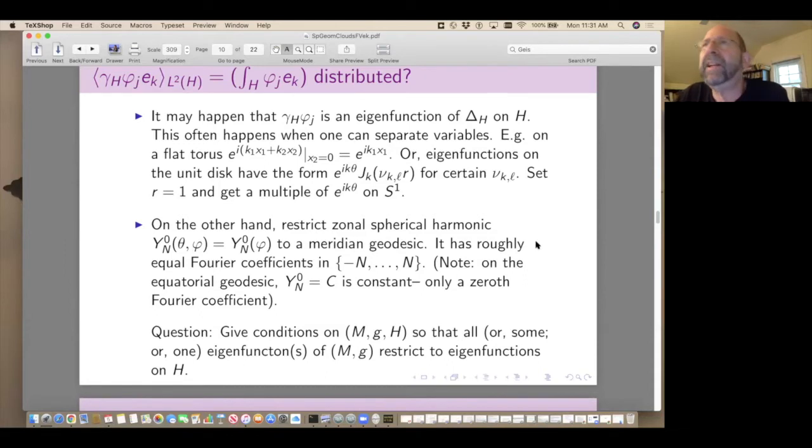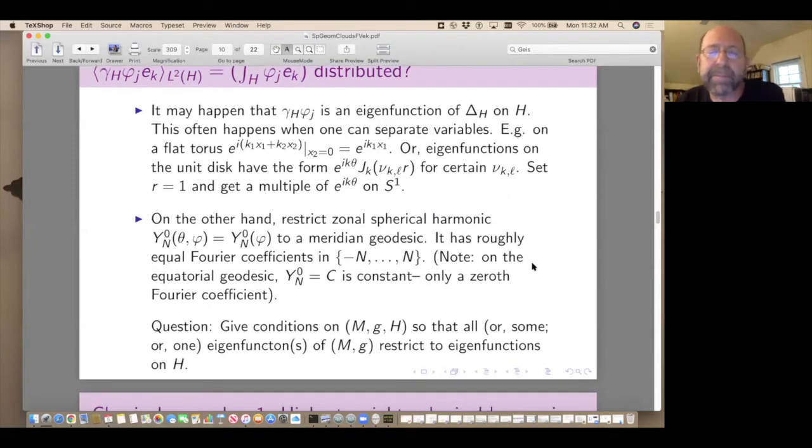If you did it on a unit disk, then as you all know, you separate variables and you get e to the ik theta times a Bessel factor. And if you restricted it to the boundary, for example, or any concentric circle around the origin, you just get e to the ik theta. So you get eigenfunctions on the circle, but multiplied by a special value of a Bessel function. And that's again what I mean by this relative versus absolute business. If you measure the equipartition of the Fourier coefficients, it's your choice whether to include the Bessel factor or not.